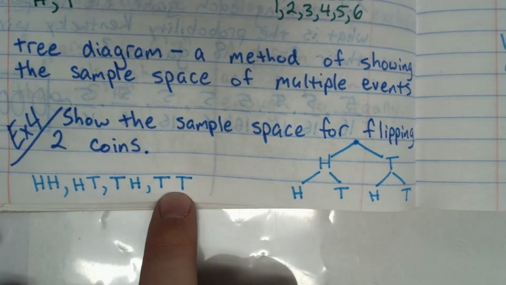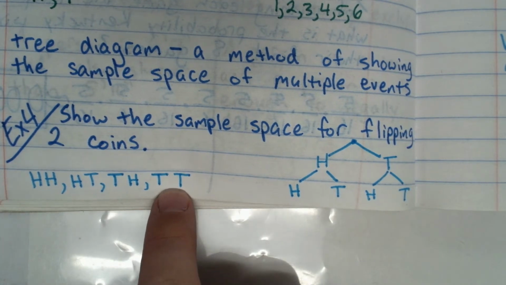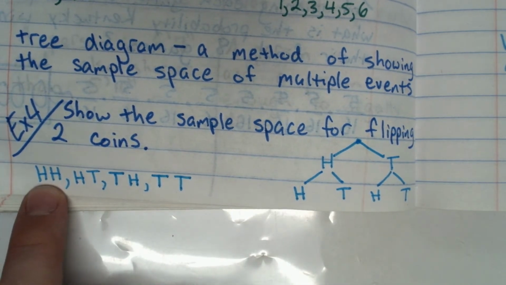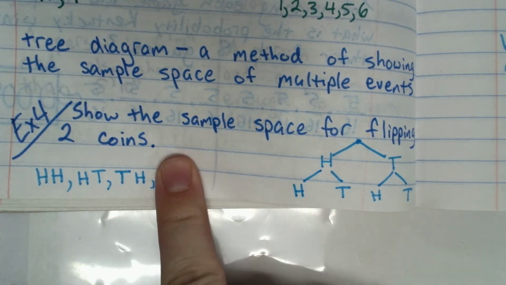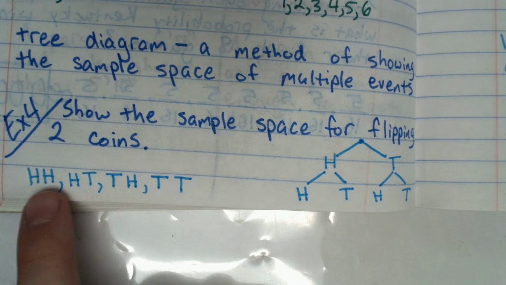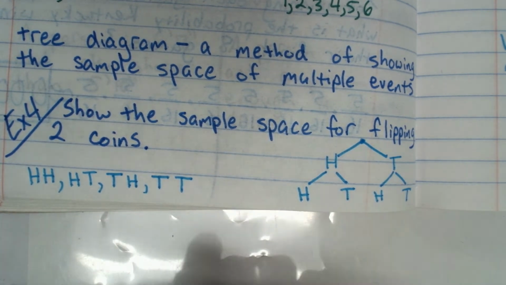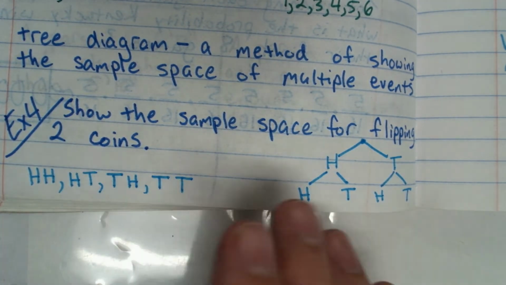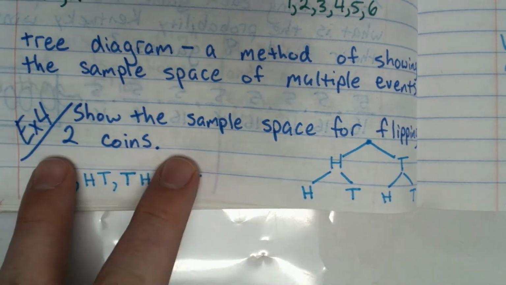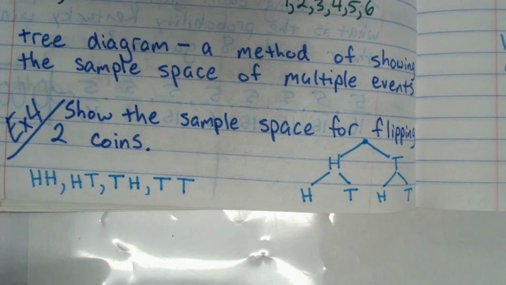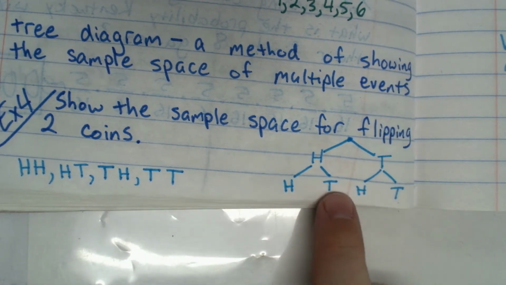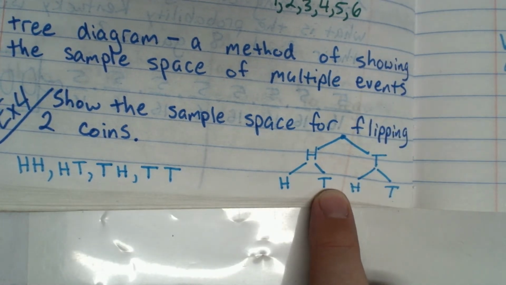There's a 1 in 4 chance we get tails both times, a 1 in 4 chance we get heads both times. There's a 3 in 4 chance that we get heads at least once. And there is a 1/2 chance that we get one of each. A few different examples of things that we can see using a tree diagram to show this sample space.